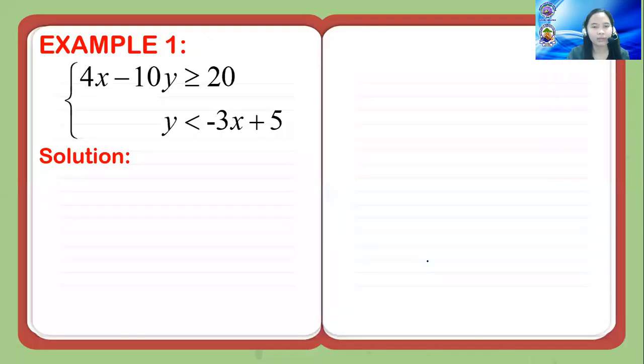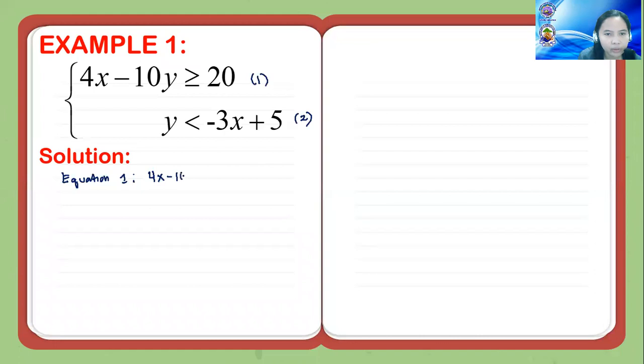Okay? Now let's have an example. I have here 4x minus 10y is greater than or equal to 20. And then y is less than 2 negative 3x plus 5. So this is the equation number 1 and equation number 2. Okay? So we have two equations. Let's start first with the equation number 1. Let's write here equation 1. So we have 4x minus 10y is greater than or equal to 20.